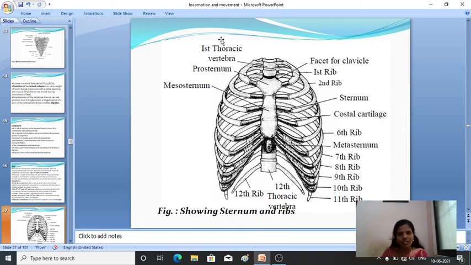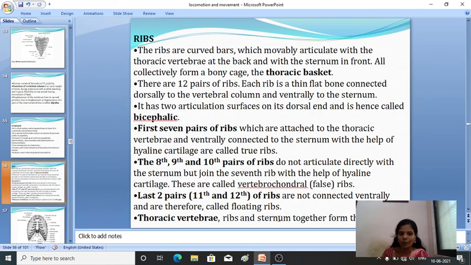Then the thoracic vertebrae and sternum together form the rib cage. That is why it is called the rib cage. This is the structure of ribs. Ribs look like this. Hope it is clear.